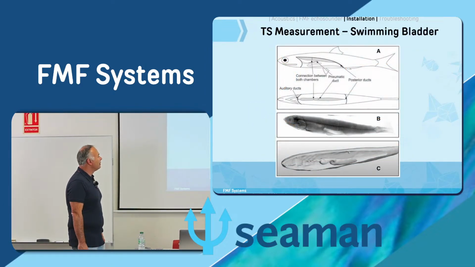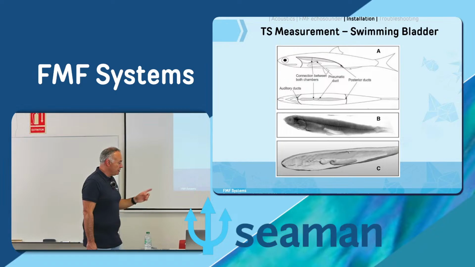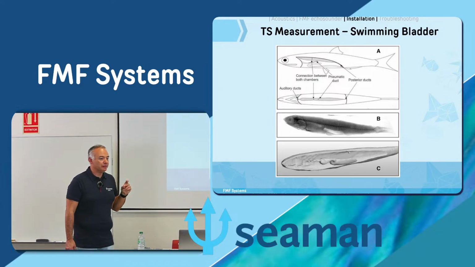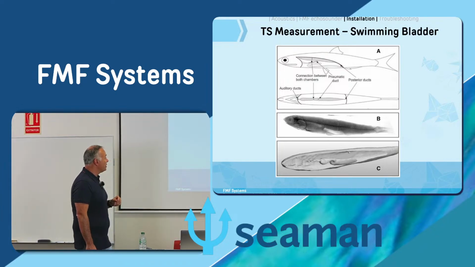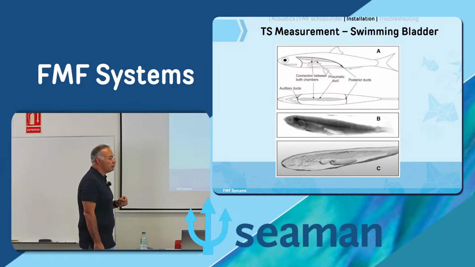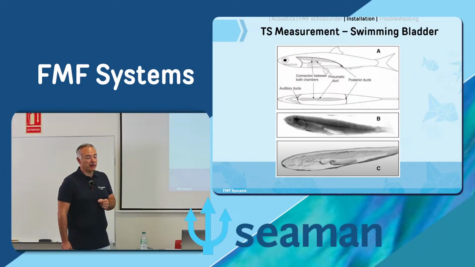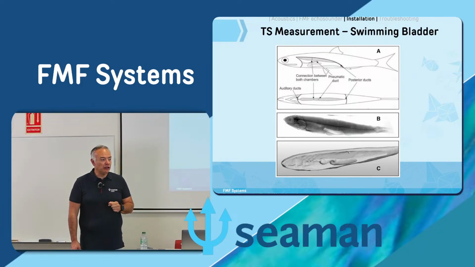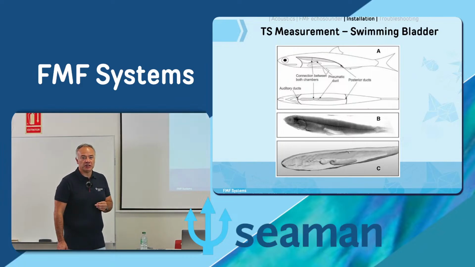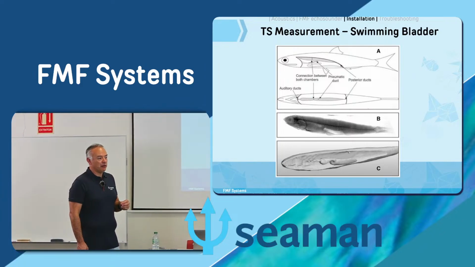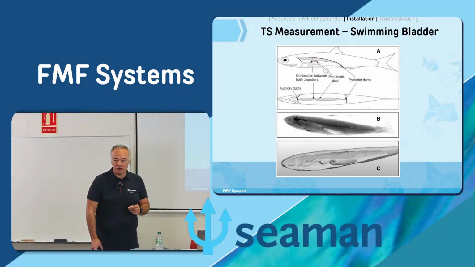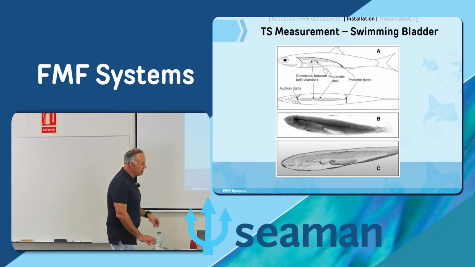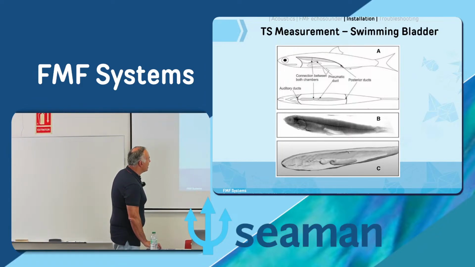Swimming bladder. We will see it in other slides, but you have to understand that the swimming bladder represents 80% of the measured signal of a fish. So the flesh and the bone are only 20% of what we receive from the signal. So 80% is coming from these gas-filled little sacs. There are actually two inside the fish.